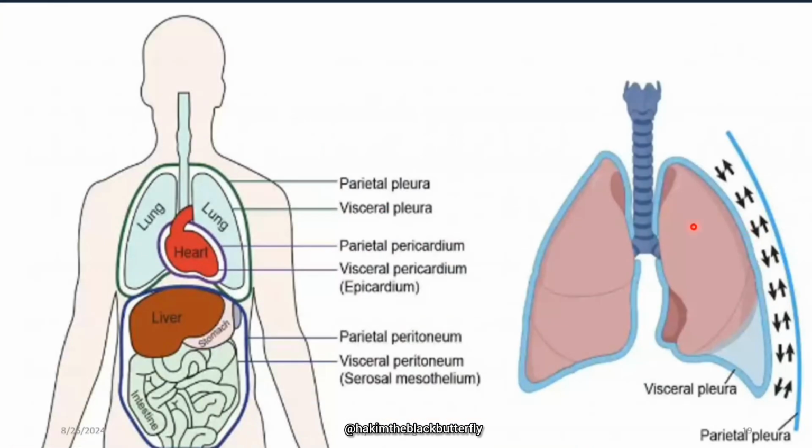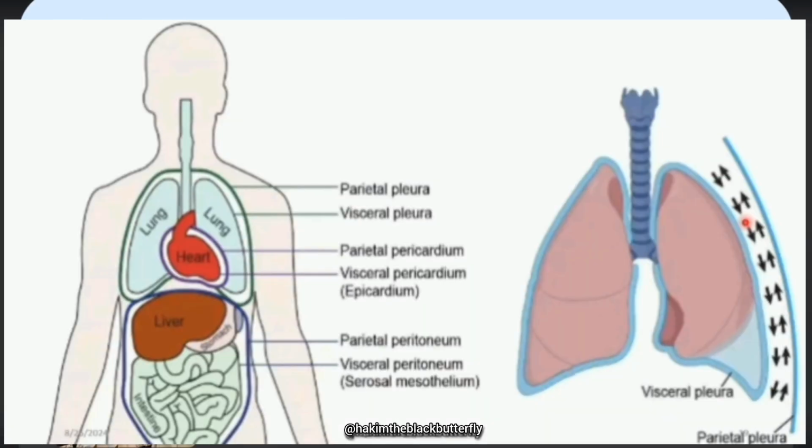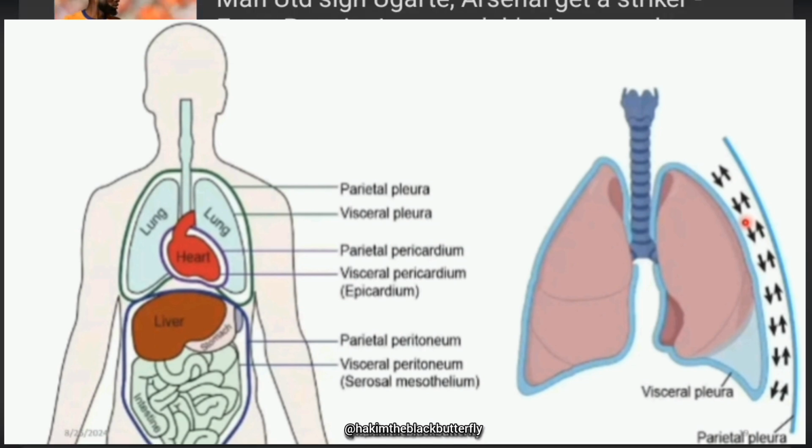This is another image, but showing you the same thing. The serous cavities, we have the pleural cavity here, the pericardial cavity here, and the peritoneal cavity. All these cavities contain fluid, and it's normal for the fluid to be there.